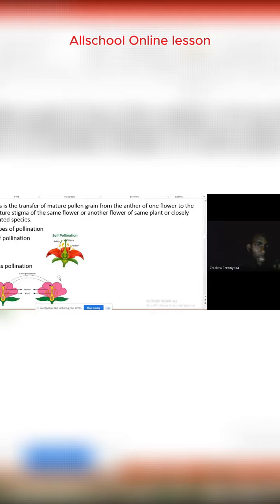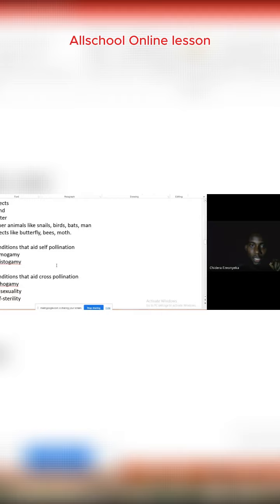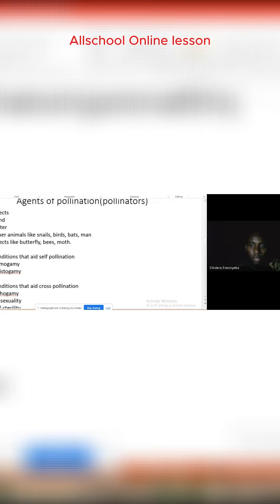Now, going further, this pollination does not happen automatically, neither does it happen spiritually. There are facilitators of this pollination. For this pollen grain to move from this plant to that plant is not a spiritual process. It is a process that is being facilitated by what we call agents of pollination, which is our next slide. Agents of pollination.